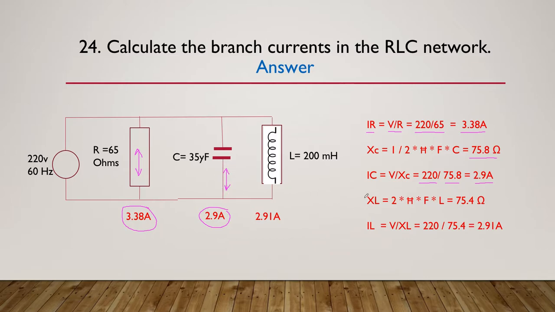And then finally, we've got to work out the inductive reactance, 2 pi fL, and that gives us 75.4 ohms. And again, using Ohm's law, V on XL, 220 volts divided by our 75.4 gives us 2.91 amps. Very, very close, very, very similar.